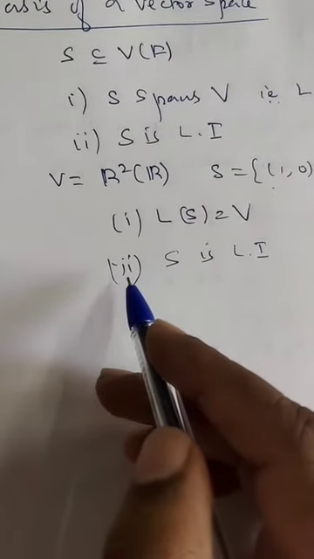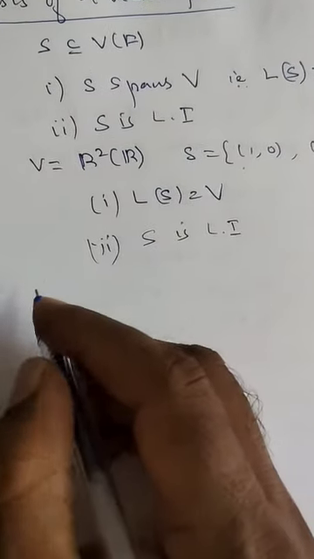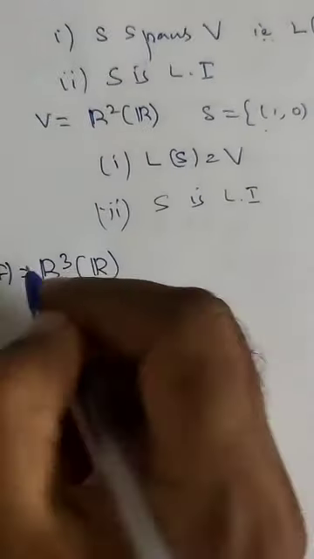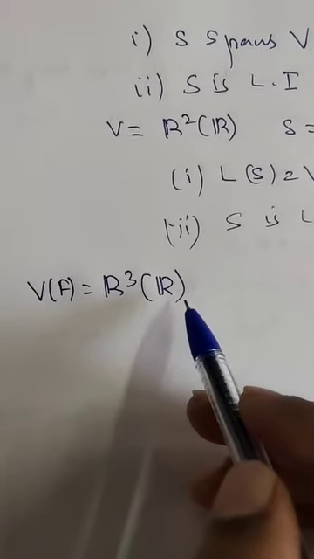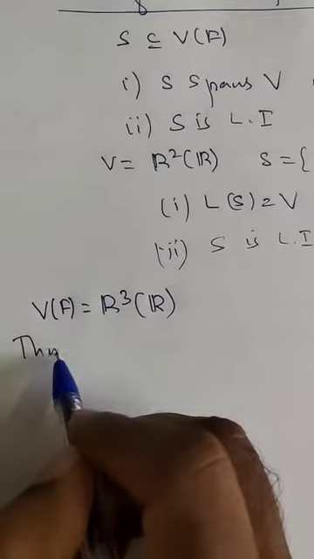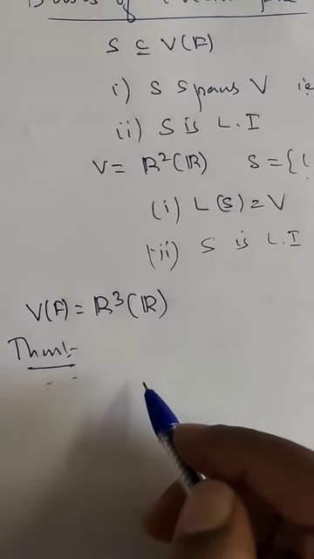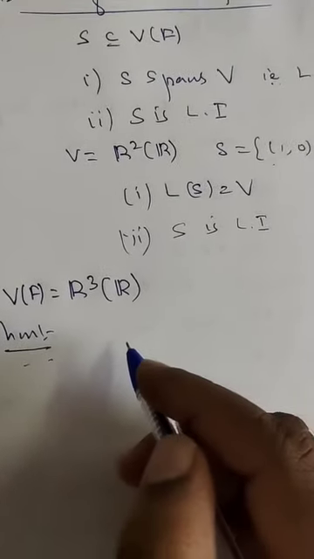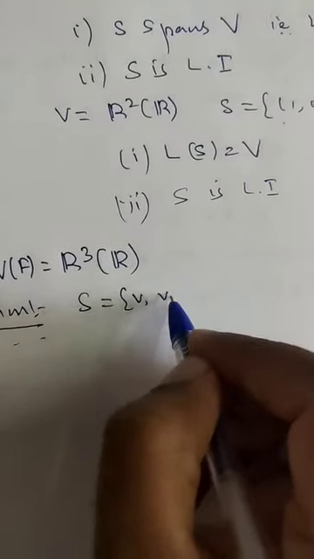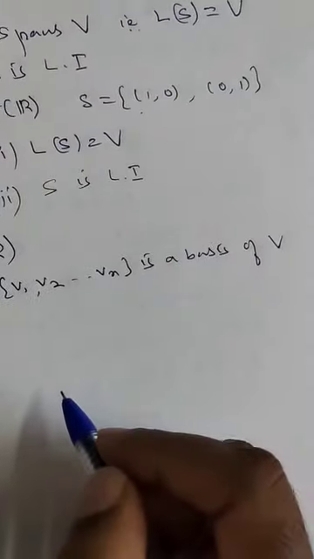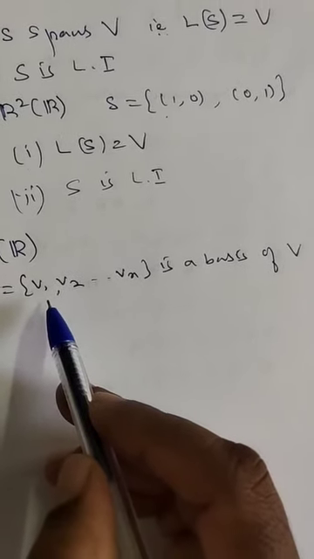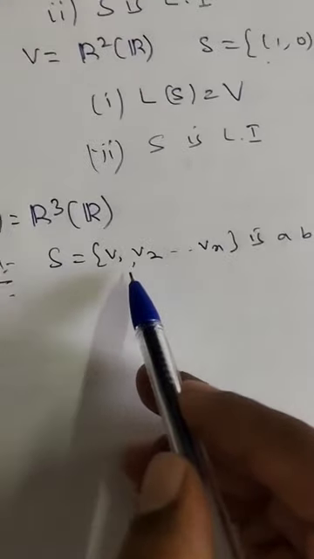Likewise, I can take any vector space and a corresponding basis. Say, for example, you take R3 over R. The vector space V over F is R3 over R. Then you find which are the bases for R3 over R. Next, we have a theorem. Suppose we have a set S which contains elements V1, V2, etc., Vn, and suppose this is a basis of V. Then every element of V can be uniquely expressed as a linear combination of elements of S.